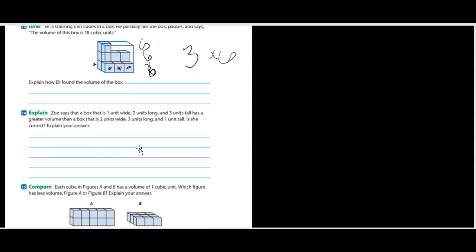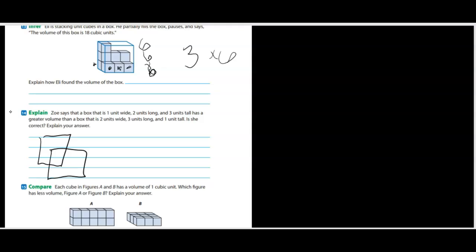Let's look at number 14. Zoe said that a box that is 1 unit wide, 2 units long, and 3 units tall has a greater volume than a box that is 2 units wide, 3 units long, and 1 unit tall. Is she correct? Explain your answer. There are a couple of ways that you could do this. You could draw a box.